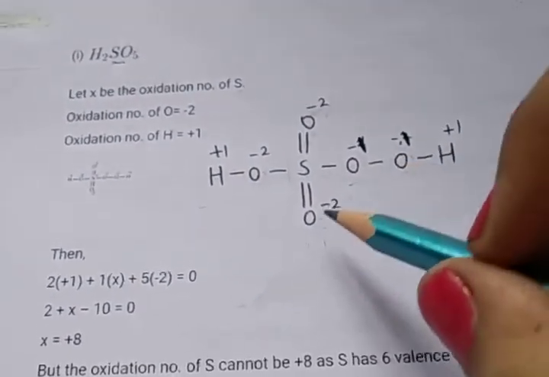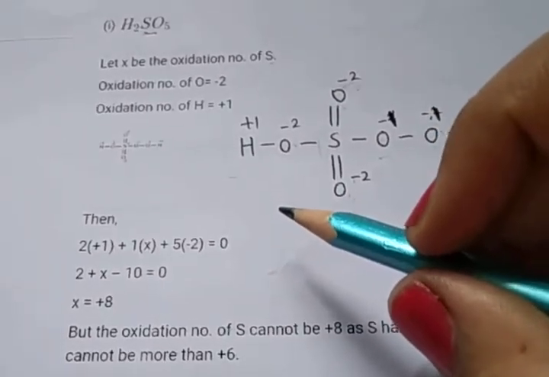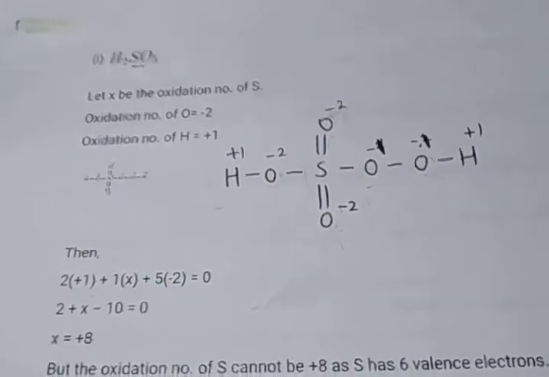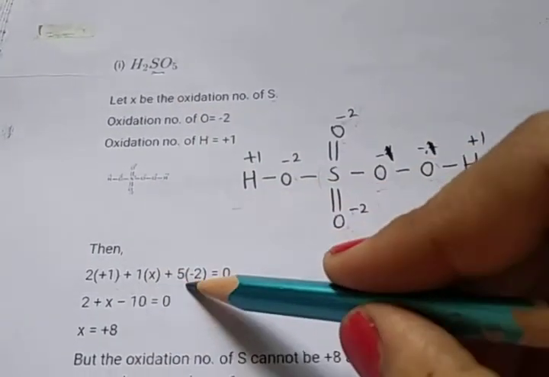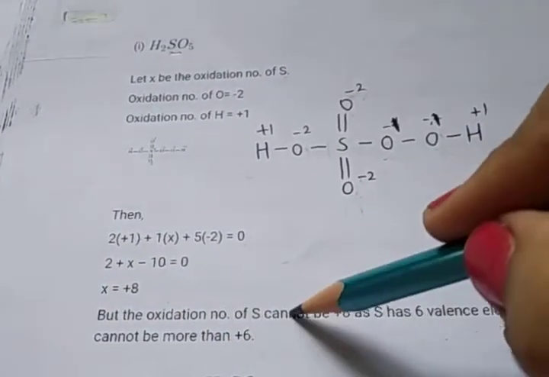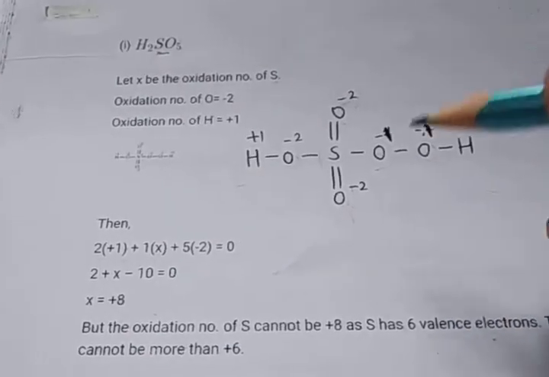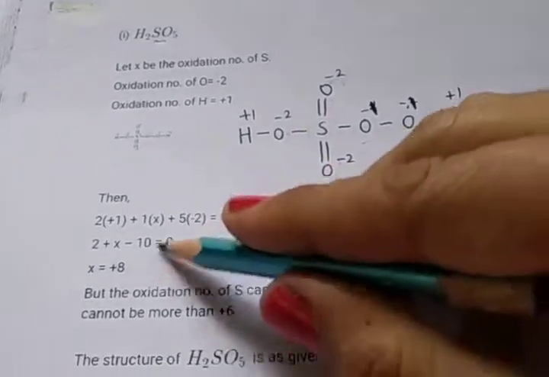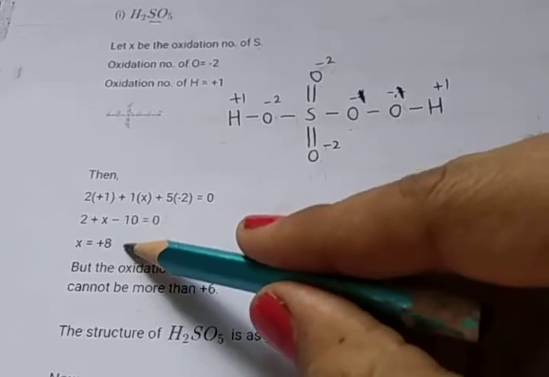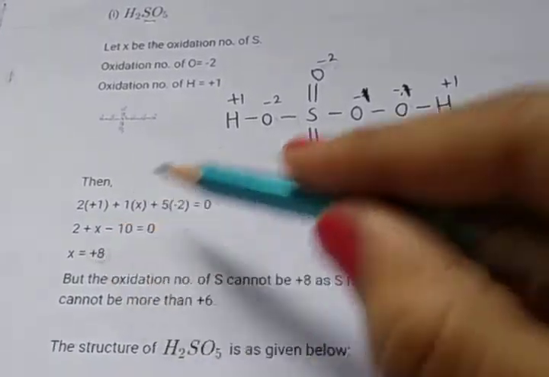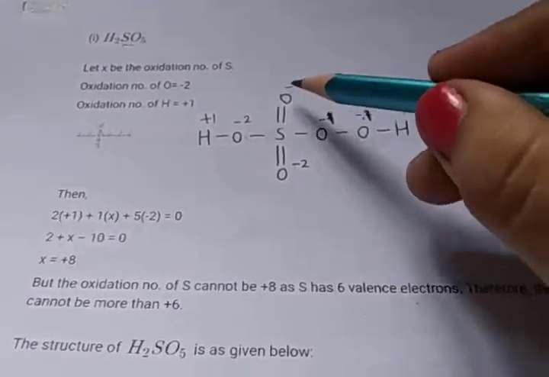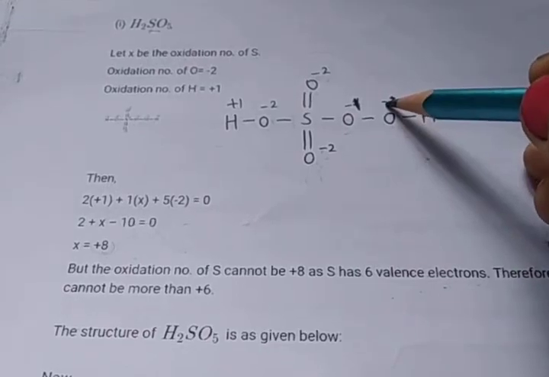Then we have to find the oxidation number: 2 plus 1 into x plus 5 into -2 is equal to 0. So x is equal to +8. But the oxidation number of sulfur cannot be +8, because sulfur has 6 valence electrons. That means this is the fallacy. The oxidation number cannot be more than 6, and here it comes to 8. So first we have to draw the structure, and here three oxygens are -2 and two oxygens have oxidation number -1.